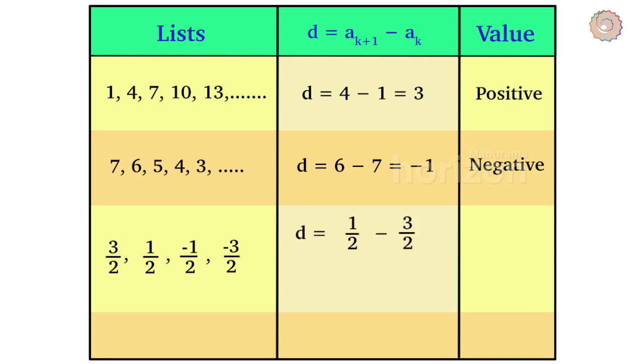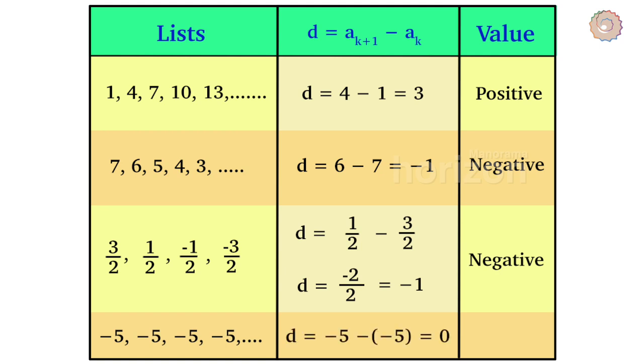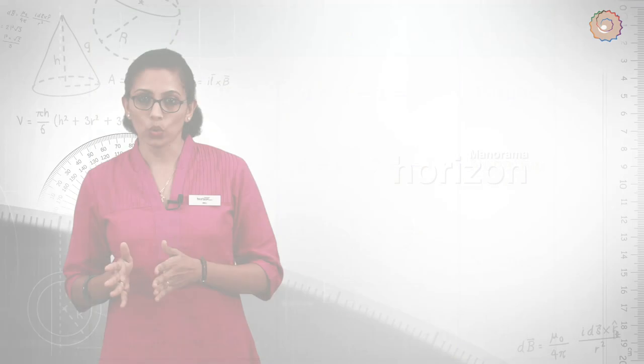D here can be calculated as 1 by 2 minus 3 by 2, which is equal to minus 2 by 2, that is minus 1. Here also the value of D, we got it as negative. Again, for the list of numbers minus 5, minus 5, minus 5, minus 5 and so on, what is the value of D? Minus 5 minus of minus 5, which is 0. Therefore, the value of D, we got it as 0. Thus, we can say common difference can be positive, negative or 0.